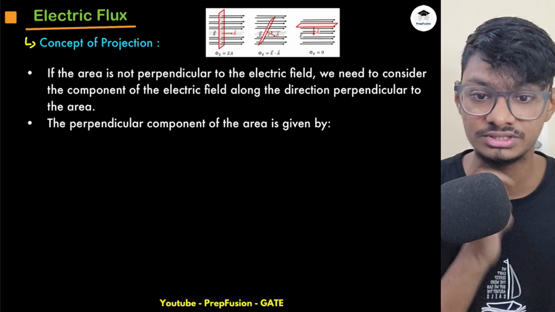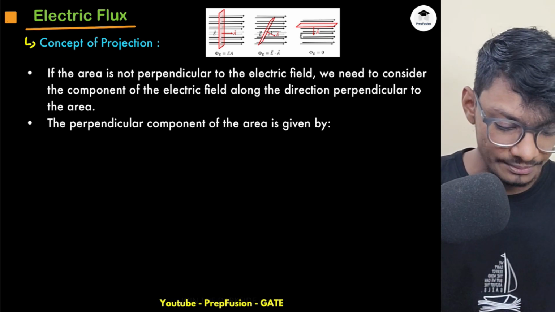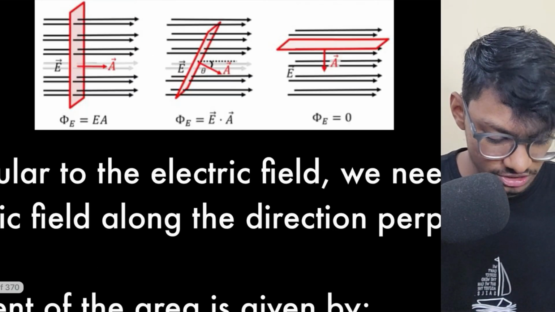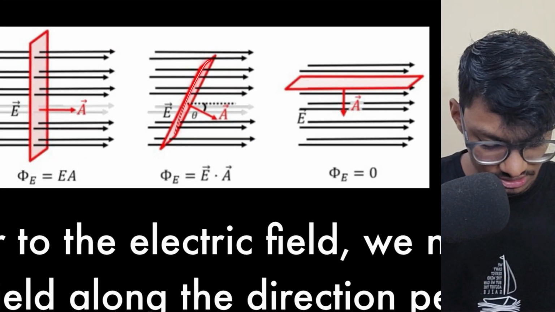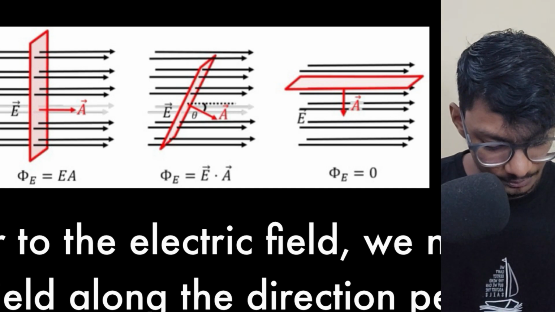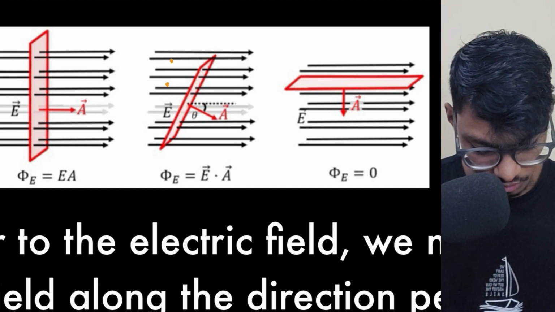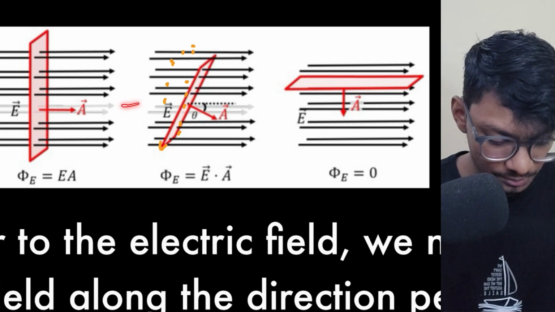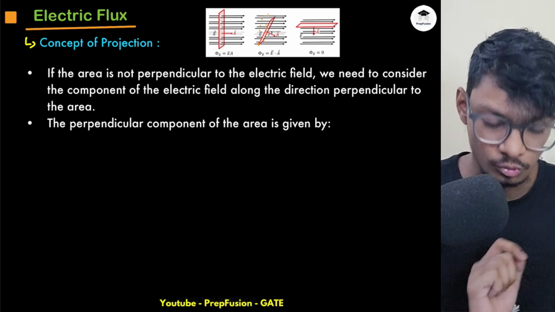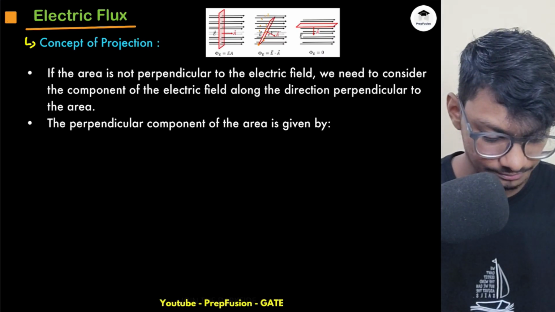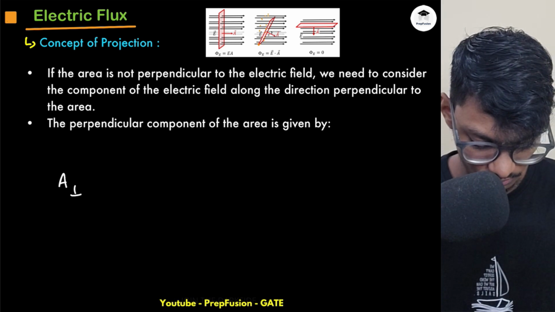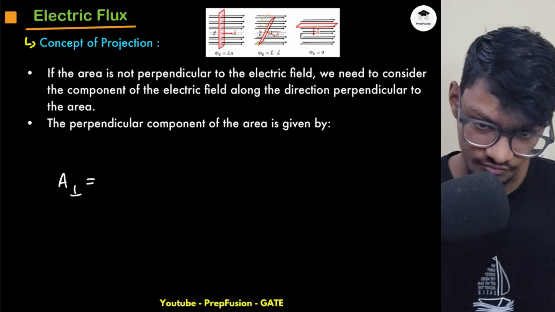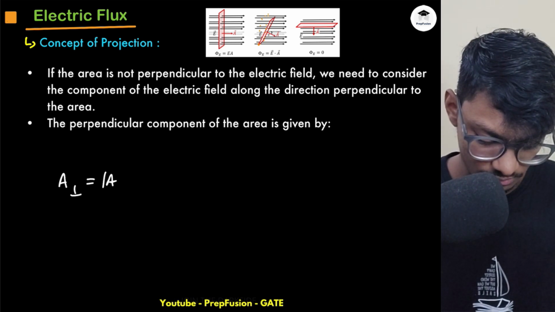So the direction of the surface is also very important. Basically, I will take the projection and see the perpendicular component of this surface, and the electric field lines passing due to that perpendicular component will be the total flux. So A perpendicular is the magnitude of A cos theta.